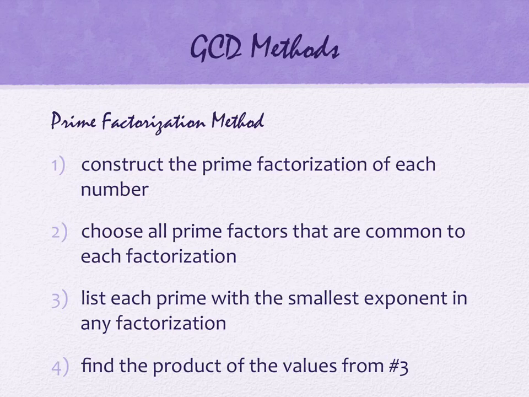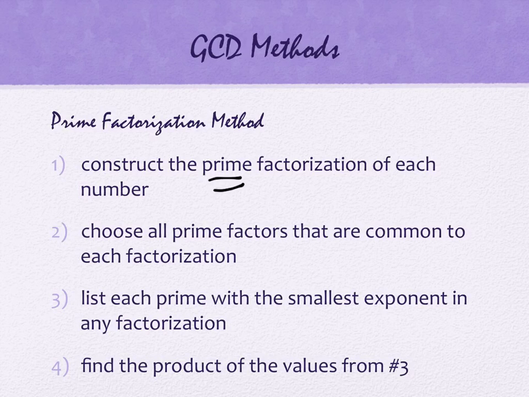Second method we're going to look at is prime factorization. Prime factorization has more steps involved, but generally works a lot better for larger numbers. So the first thing you do is you construct the prime factorization. Notice the word is prime here. The prime factorization of each number. After you get the prime factorization, you choose all the prime factors that are common to each factorization.